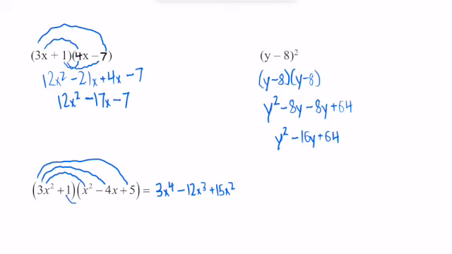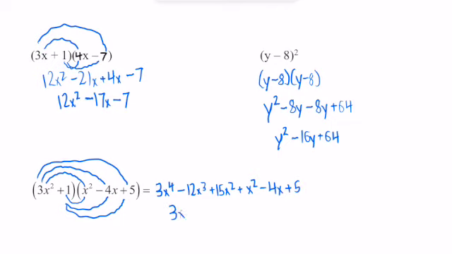Next, we distribute the 1. 1 times x squared, we just have plus x squared. 1 times minus 4x, we have minus 4x. 1 times 5, we have plus 5.